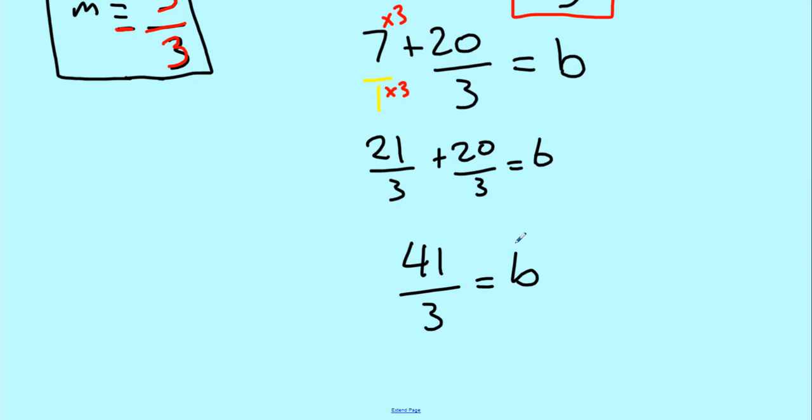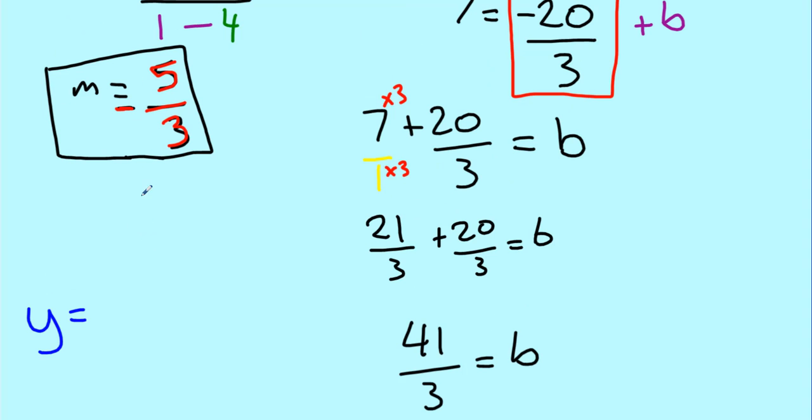So if I were to rewrite my y equals mx plus b, I'll put my final answer in blue. y equals m, which was my negative 5 over 3. So y equals negative 5 over 3 x plus 41 over 3.